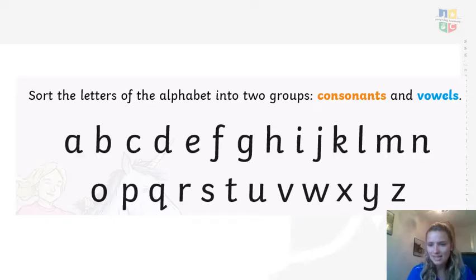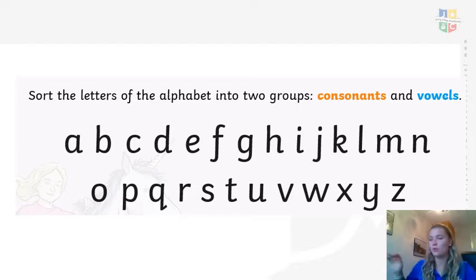So our warm-up task today, we're going to be looking at consonants and vowels, and then we're going to be applying these to our writing. Sort the letters of the alphabet into groups of consonants and vowels. On a piece of paper, I want you to first of all think what a consonant is and what a vowel is. If you know these already, great, you can separate them into those.